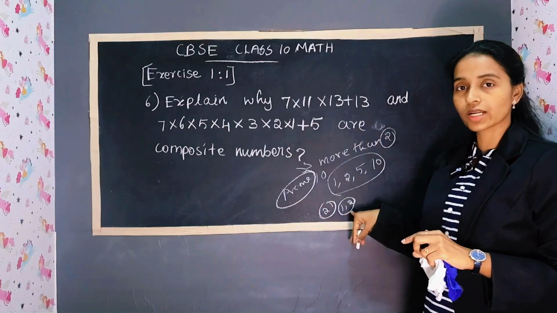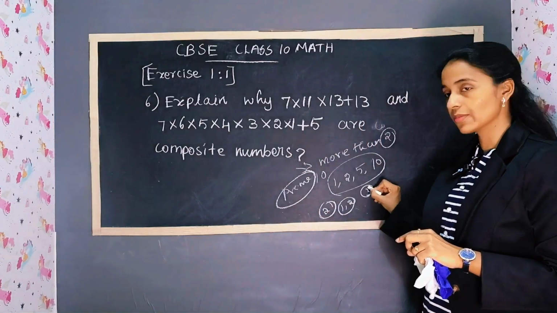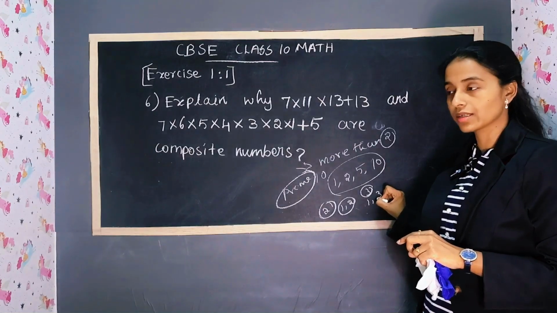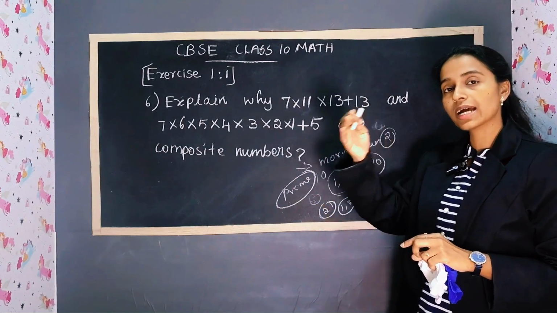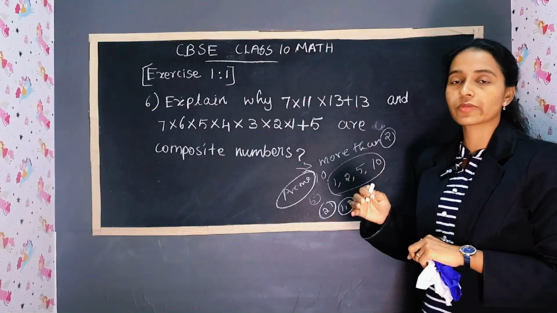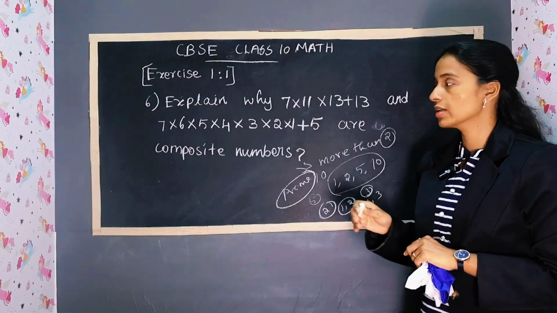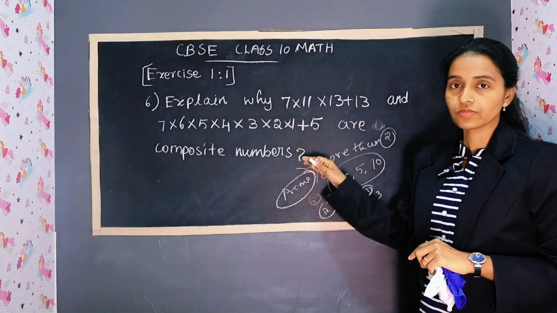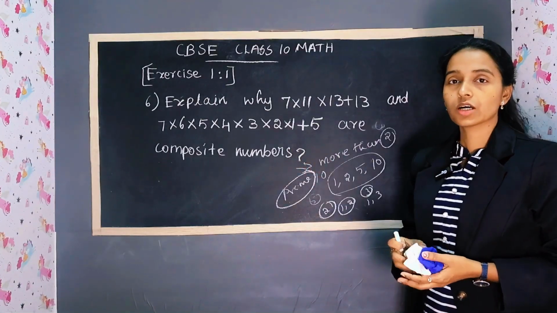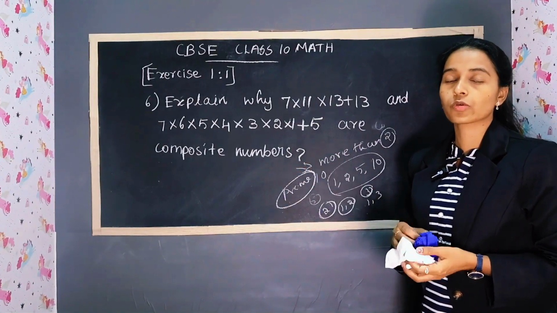For 2, we have 1 and 2, right? If I am taking 3, the factors would be 1 and 3. If I am taking 5, the factors would be 1 and 5. 1 and that number itself. That is called as prime number. Here we are discussing about composite numbers. Now we are going to see the solution for this problem.